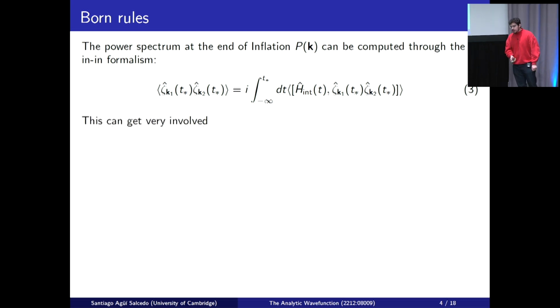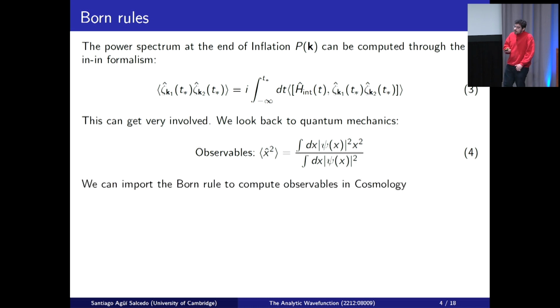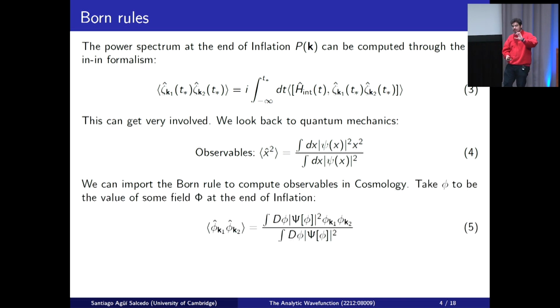So what people did was going back to quantum mechanics, where I definitely have something like a wave function that I can integrate over and get the expectation value of the thing that I'm measuring. In cosmology, it's a bit more complicated than just taking the position of a particle, because you have to take the value of the field at the end of inflation, this small phi here. So rather than having to do this integral, you are reduced to computing this thing. The question is, how do we compute it?